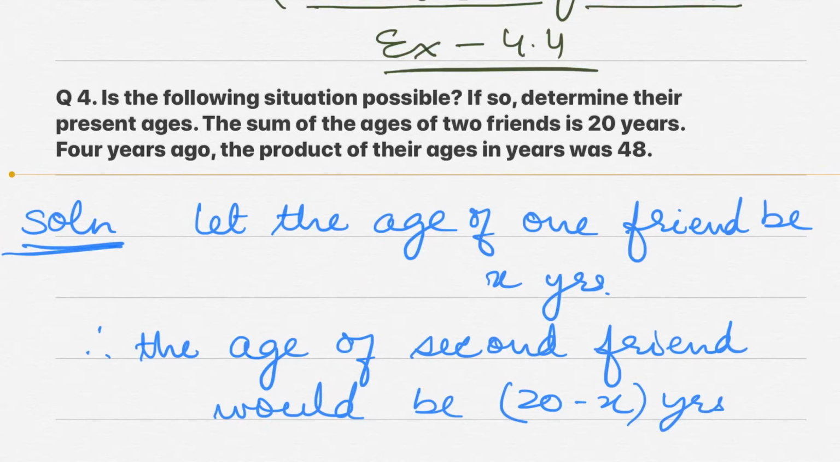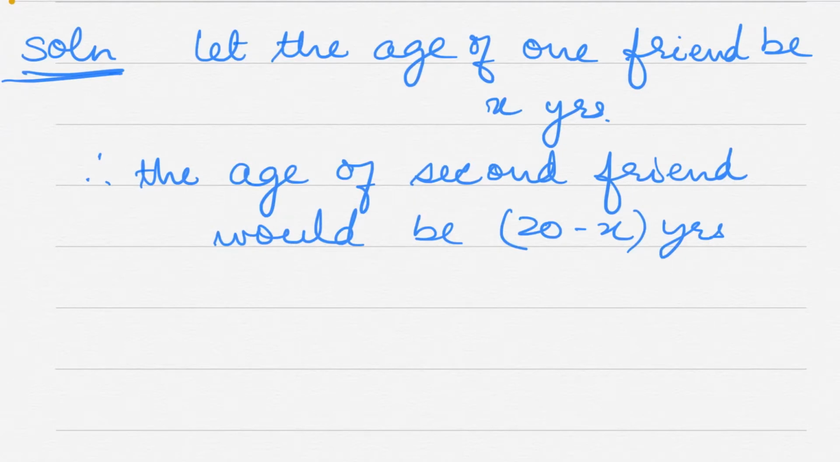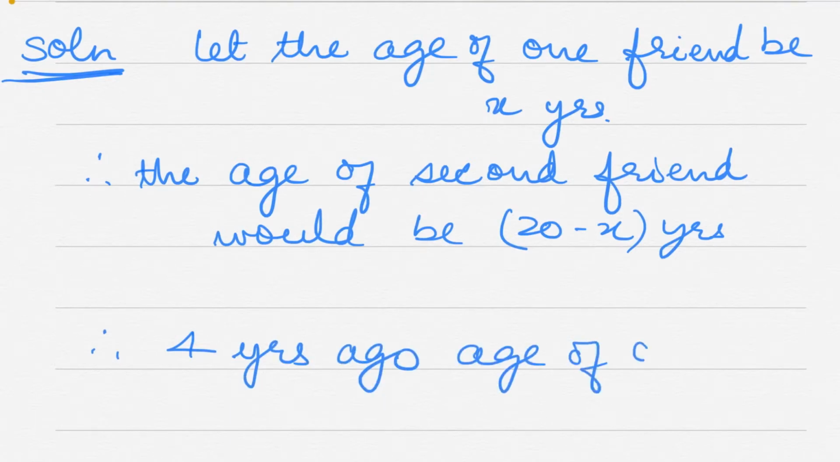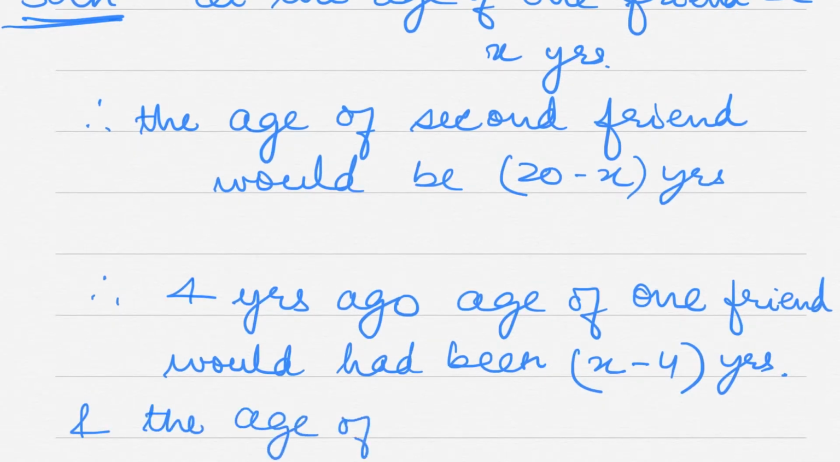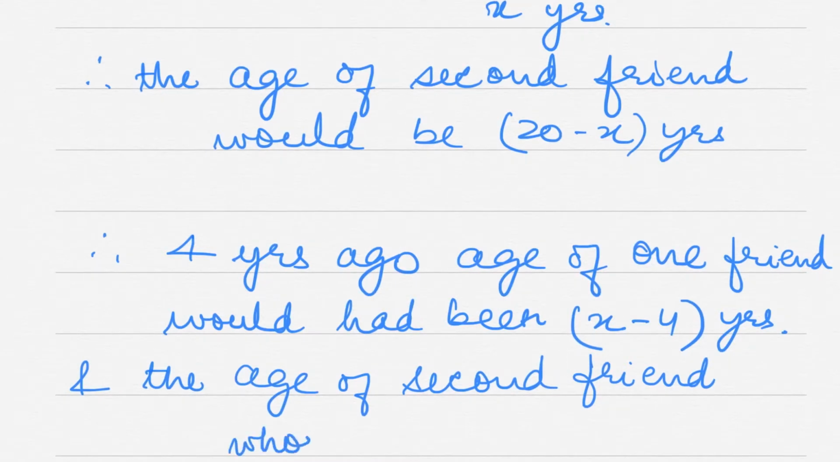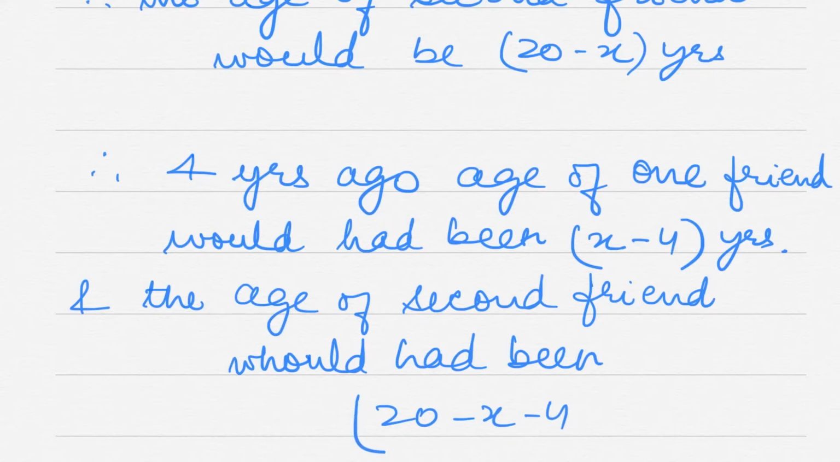Now they say 4 years ago the product of their ages in years was 48. 4 years ago, the age of one friend had been x minus 4 years, and the age of the second friend had been 20 minus x minus 4 years. So this is equal to 16 minus x years.